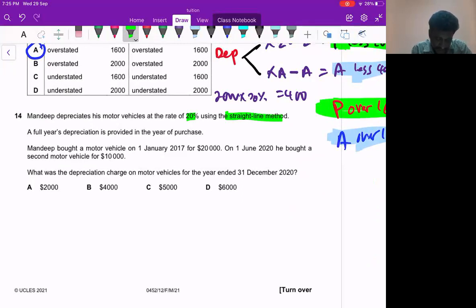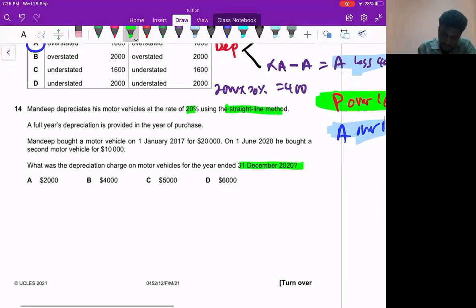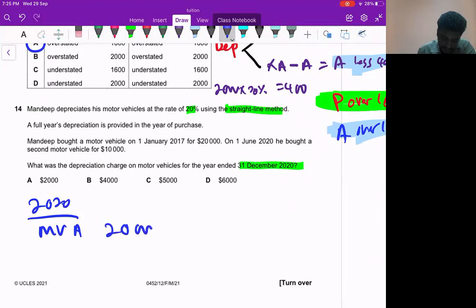Mandip bought a motor vehicle on 1st January 2017, 20,000. On the 1st June, he bought a second motor vehicle, 10,000. What is the depreciation charged on the motor vehicles in the year of 2020? So in the year 2020, I have two motor vehicles: vehicle A that a long time ago I bought for 20,000, and then motor vehicle B, 10,000. This one times 20%, this one times 20%.